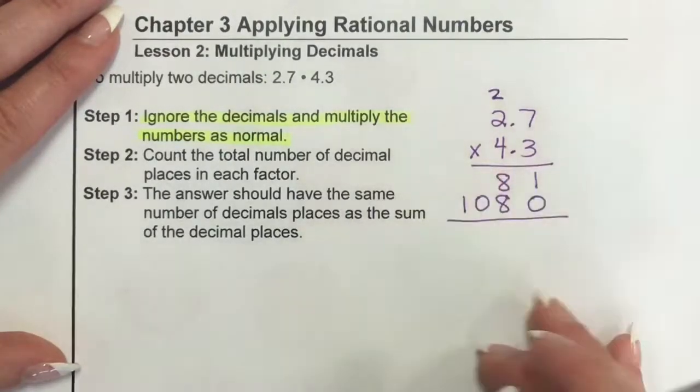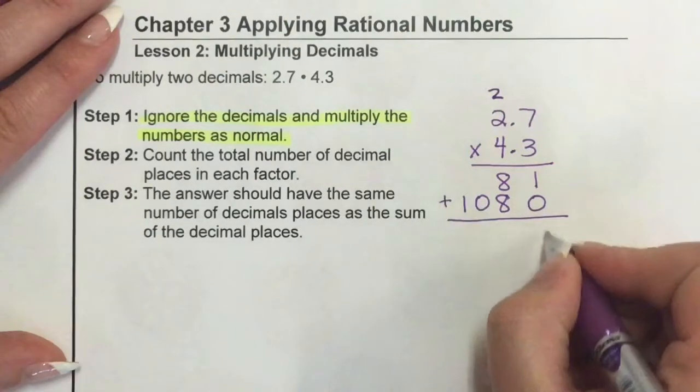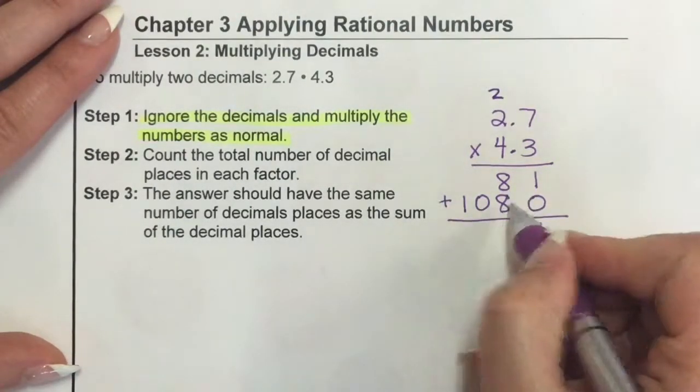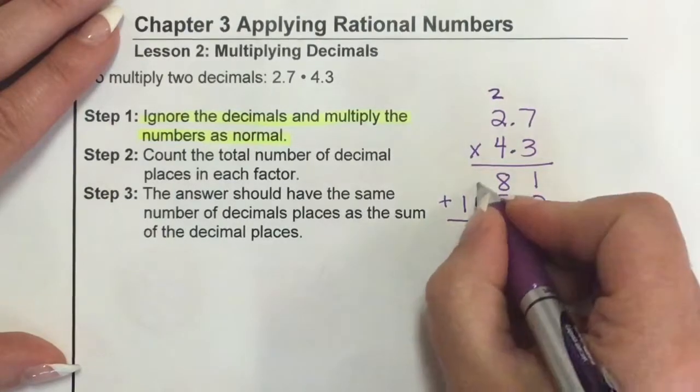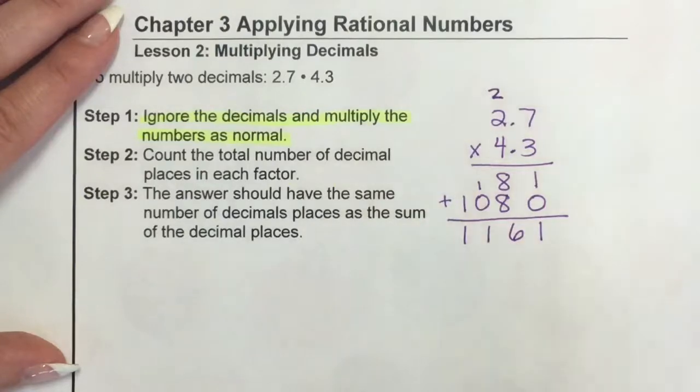So then I just add the numbers down. 1 plus 0 is 1. 8 plus 8 is 16. Write the 6, carry the 1. 1 plus 0 is 1, and then we have 1 again.